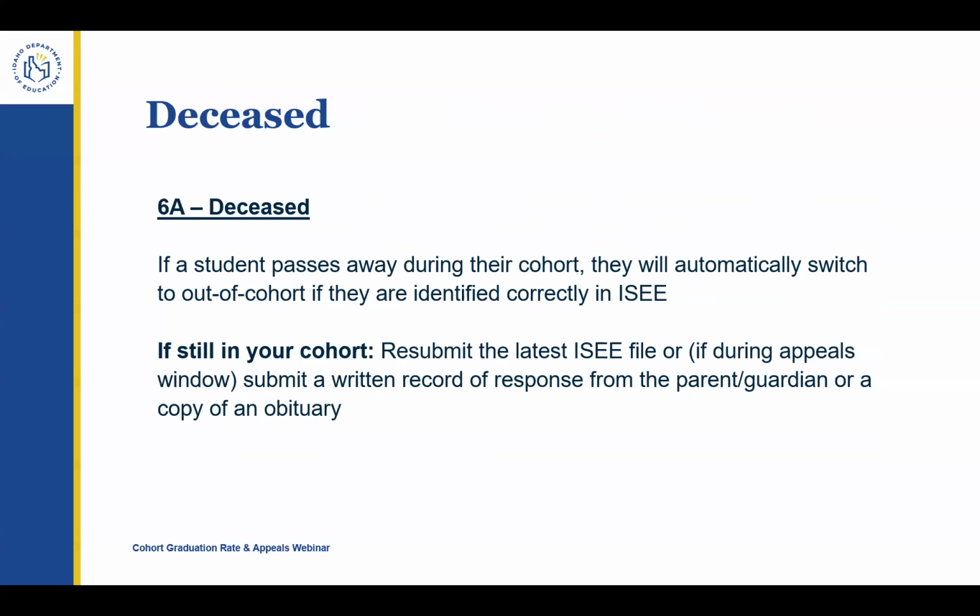And finally, we have 6A. If you have a student who passes away mid-cohort, they should also automatically move out of the cohort. If they haven't, then follow the same directions as foreign exchange students for the preview appeals window. If you do appeal, your supporting documentation can either be a written record or response from the parent or guardian or a copy of the obituary.